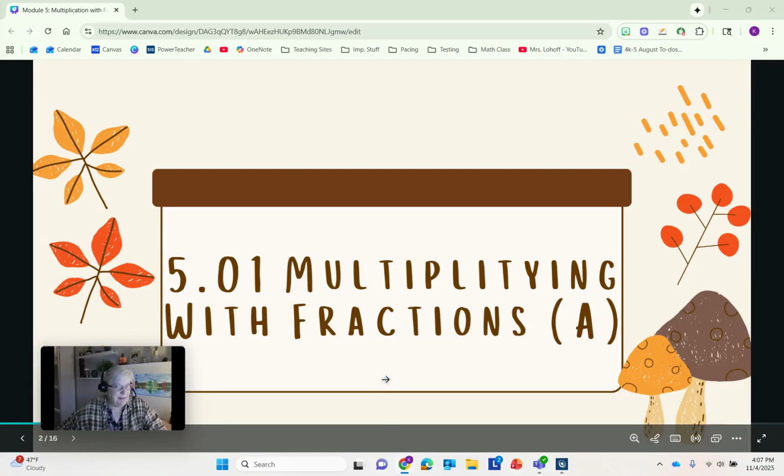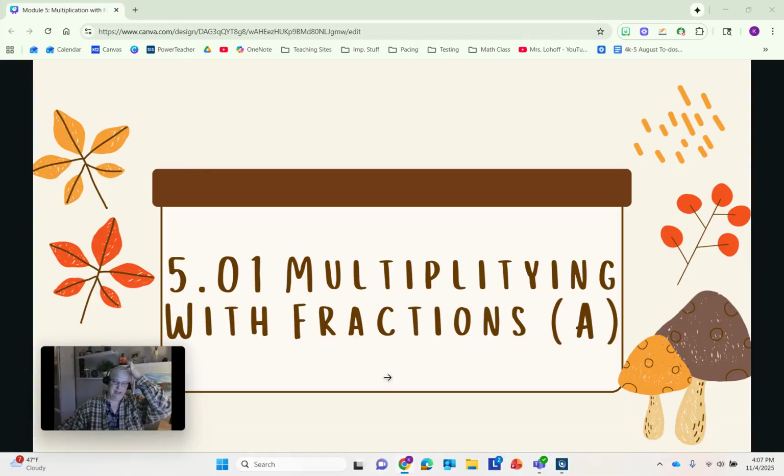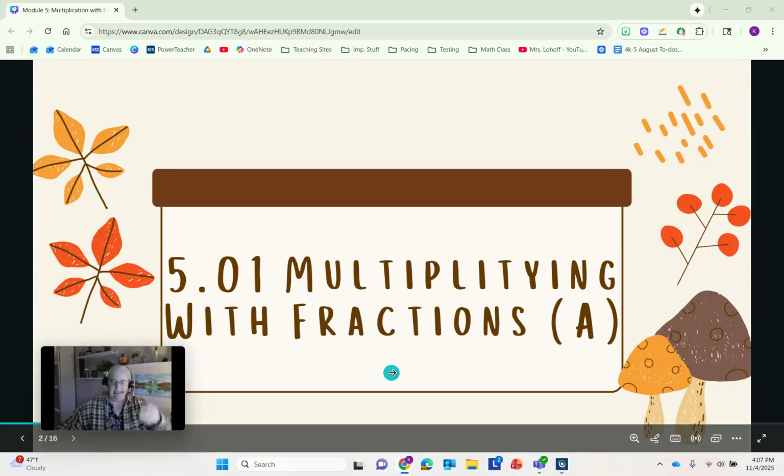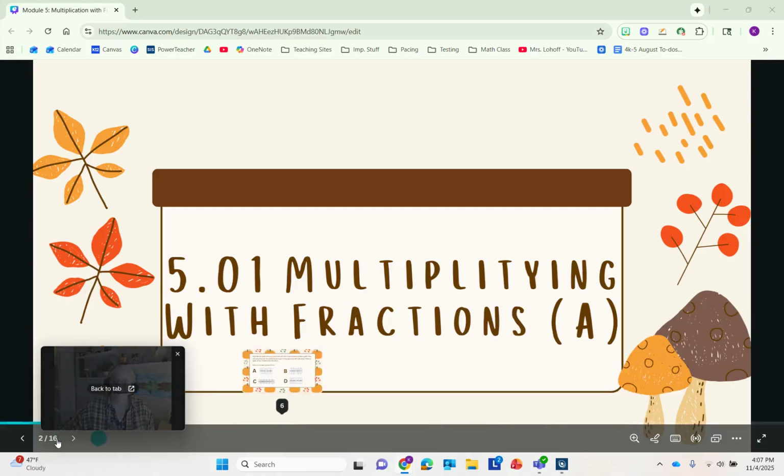We are still working with fractions, but we are going to be doing some different things with fractions. This lesson is called Multiplying with Fractions, but it's really talking about how to describe multiplication or fraction problems in picture format, describing those processes. So let's take a look.